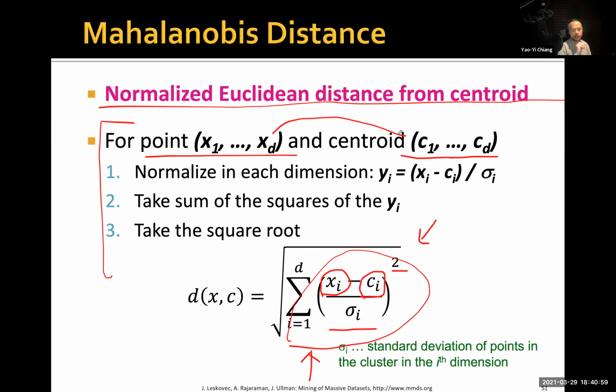Remember, we talked about Euclidean distance, we talked about cosine similarity, we talked about many different types of distance. But this time, the distance that we are going to use will consider the distribution of the data in each dimension. That's your standard deviation. So first, you are going to normalize your data. This is actually standardizing your data because you divide by sigma. You take the sum of the squares, take the square root, and you have your distance.